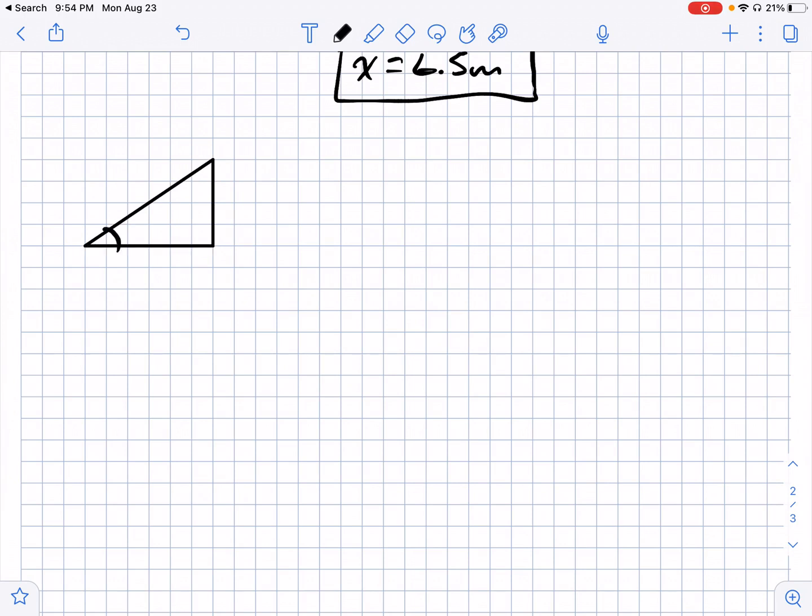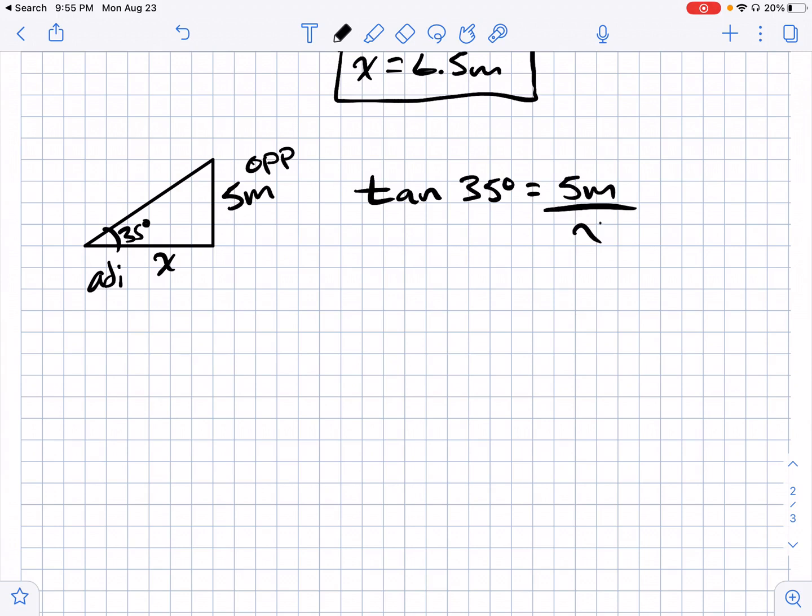Let's say my theta is here and it's 35 degrees. This side here is x and this side is 5 meters. So labeling my sides, I have the opposite I'm working with and the adjacent. So I need a trig function with opposite and adjacent. That's going to be my tangent function. So tangent 35 degrees is going to equal opposite, so 5 meters, divided by adjacent, which is x.